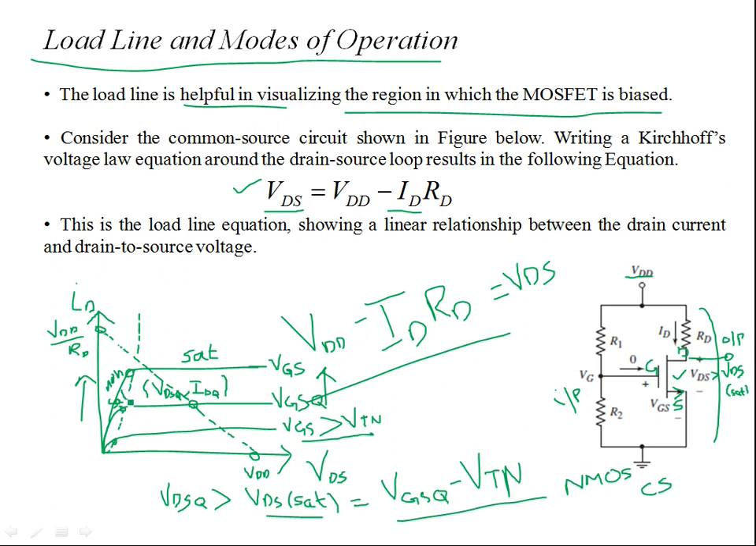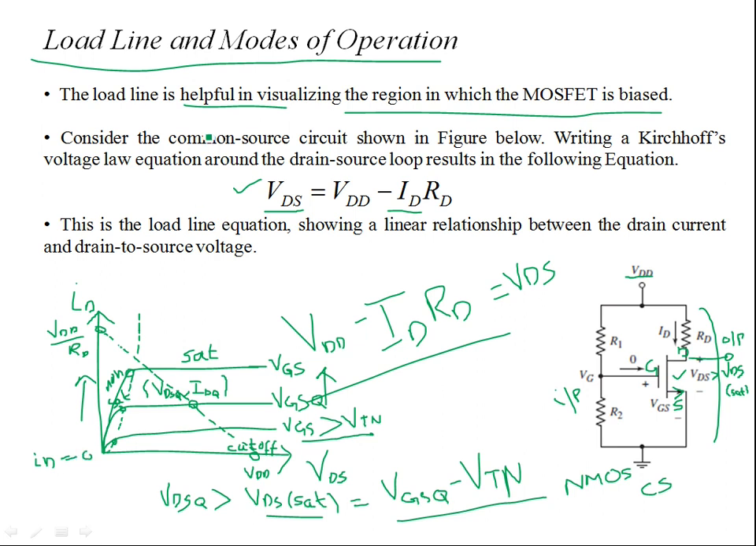All right. So we have three regions: non-sat, sat, and then there is a cutoff in which the VGS is less than VDN, and you don't have any significant current, maybe some small leakage current, it's not very significant. So the transistor is off when ID is zero, and this axis represents ID equal to zero, so that's the cutoff region.